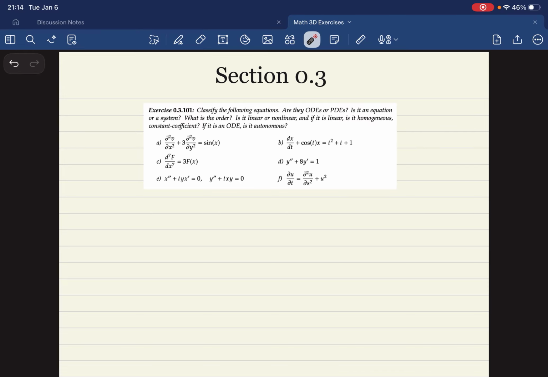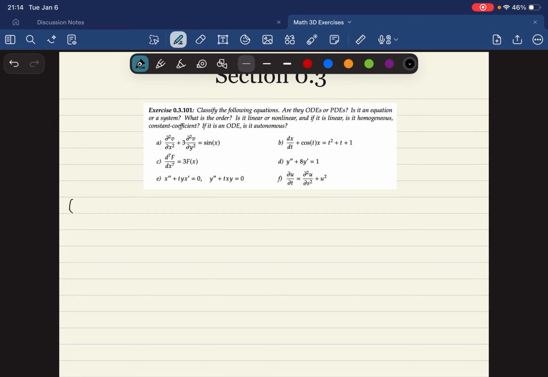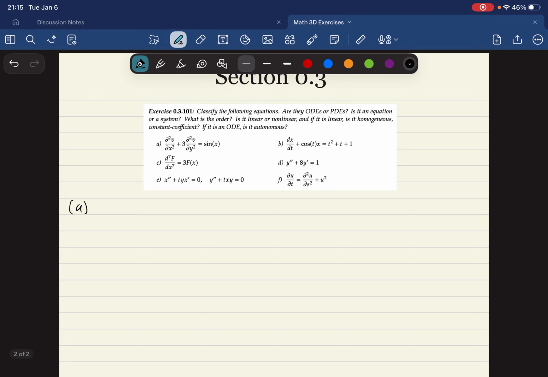So in this problem, we're given a bunch of equations and we need to classify each of them. So for each, we need to determine if they are ODEs or PDEs, if we're given an equation or a system, the order of the equation or system, whether the equation or system is linear or nonlinear, and if it is linear, is it homogeneous and of constant coefficients? And finally, if we're given an ODE, whether it's autonomous or not. So let's do these one by one, starting with part A.